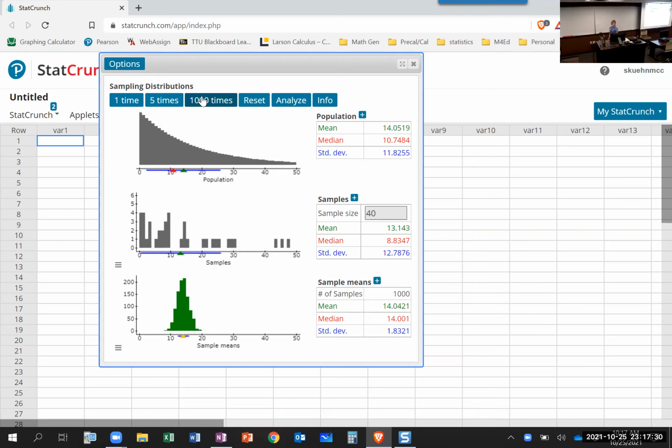Now it looks pretty good, doesn't it? Looks pretty symmetric right there. Okay. The means still have not changed, have they? Okay, so that's something that's important.